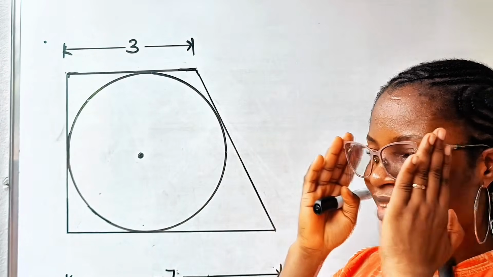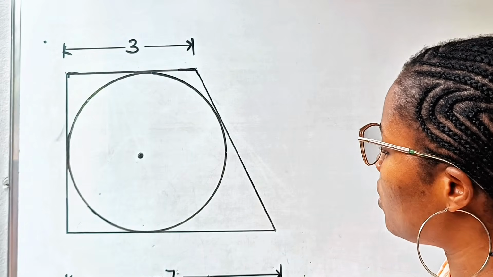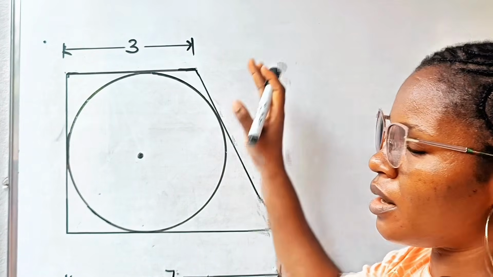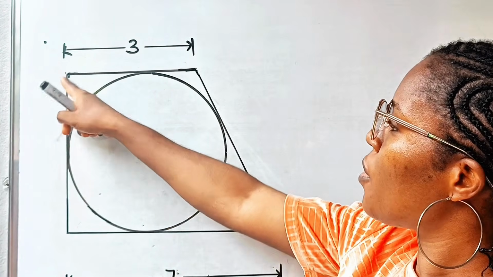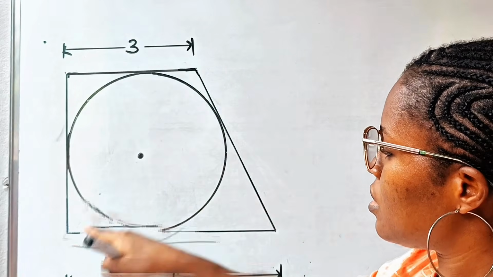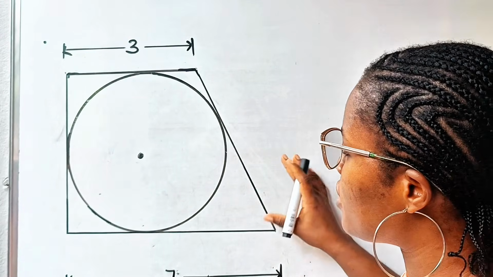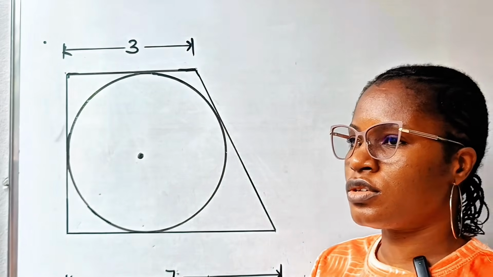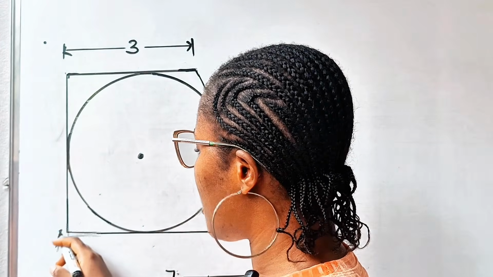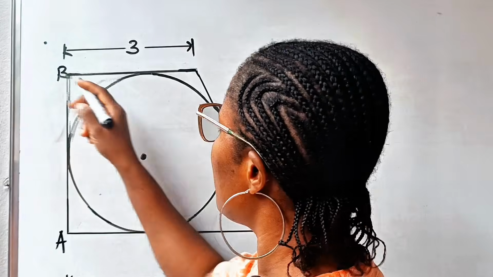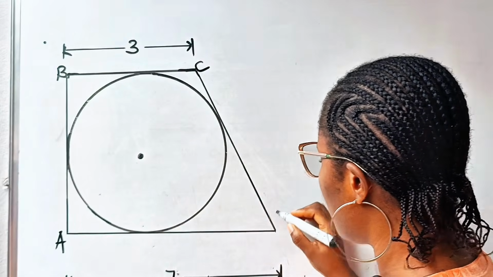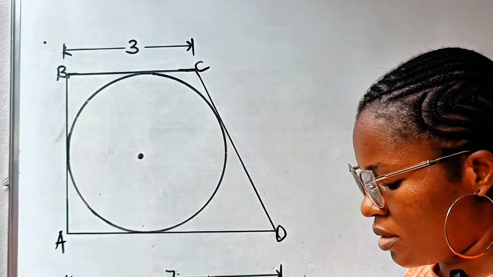The first thing I'm going to do is, first of all, try to understand the diagram. Please, this is not drawn to scale. From here to here is 3 units. From here to here is 7 units. In order to make this clearer, I'm going to letter this A, this point B, this point C, and this point D.